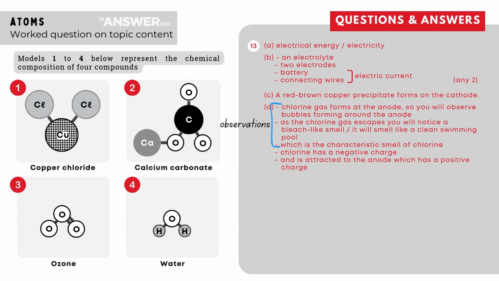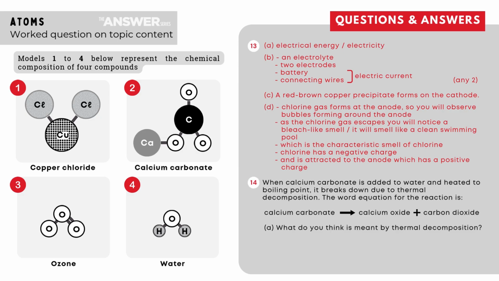If you do it the other way around, you start by stating your observation. So you say chlorine gas forms at the anode, so you see bubbles. And as the gas bubbles escape, you get this bleach-like smell, which is characteristic of chlorine. Why does this occur? Because chlorine has a negative charge and it is attracted to the anode, which has a positive charge.